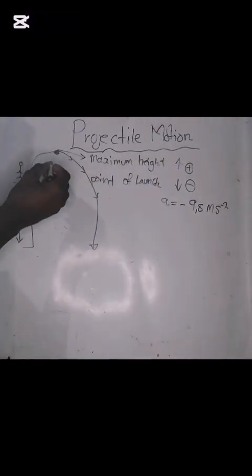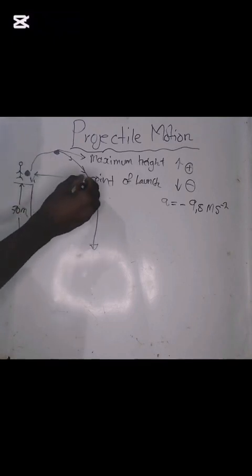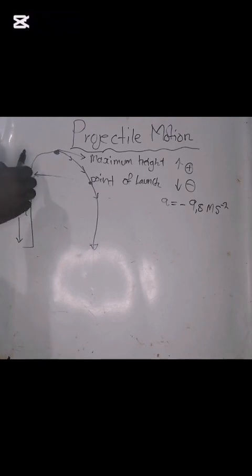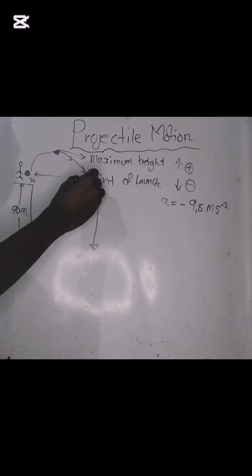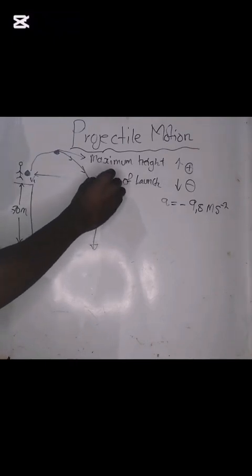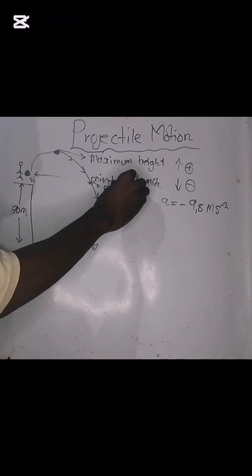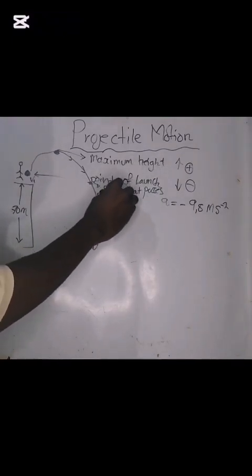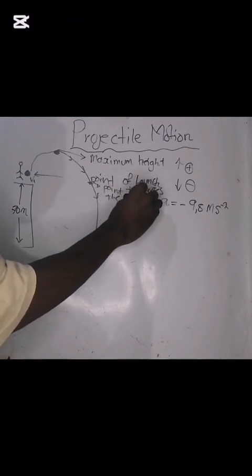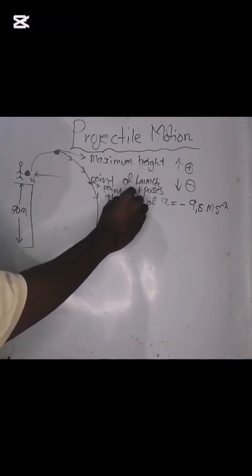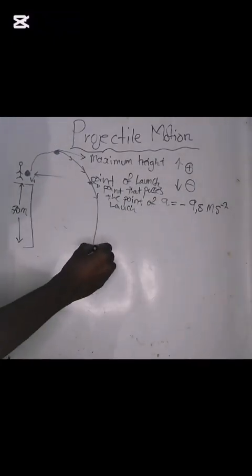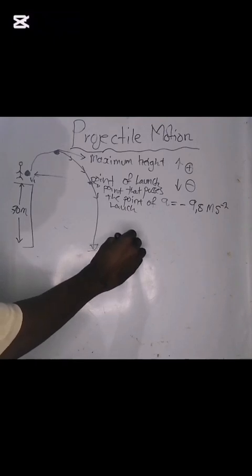And after some time, as this ball is going downward, it will pass another point which is equivalent to the point of launch. But the different thing now is that the ball is going downward. So this point, we will call it the point that passes the point of launch. Then the final point is called the ground.